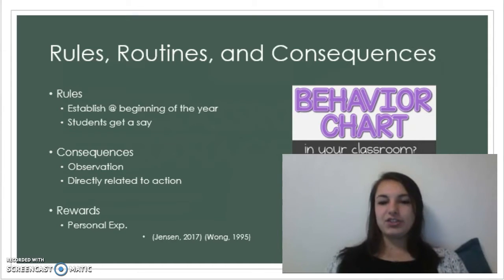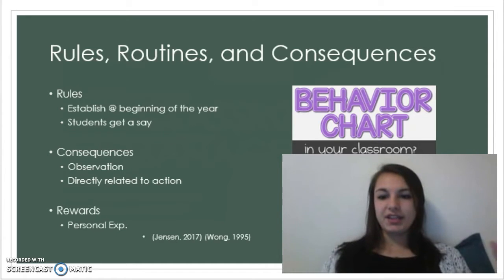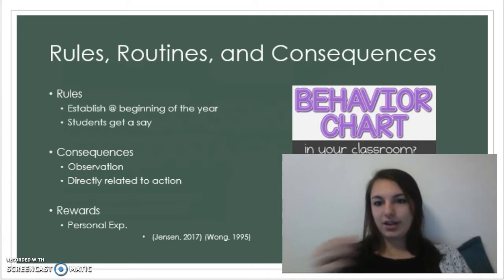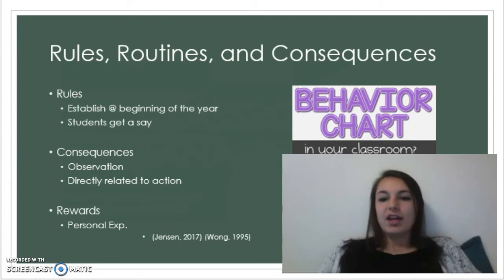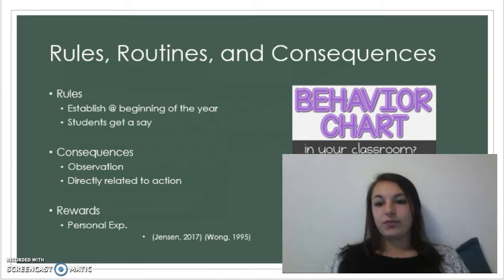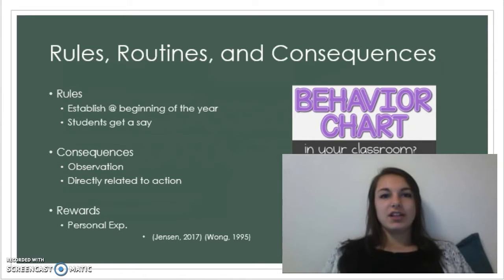On the consequences, it was in our notes, but it needs to be directly related to the action. So if students aren't doing their homework, it doesn't make sense to give them extra homework to make up for that homework, because they're already behind. I haven't figured out what that consequence should be, but it doesn't make sense to give them more homework if they're not doing their homework in the first place.